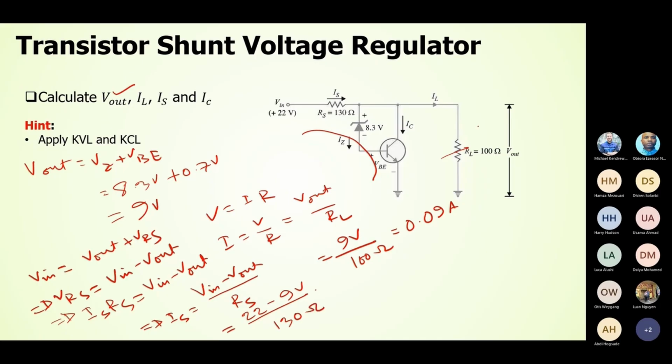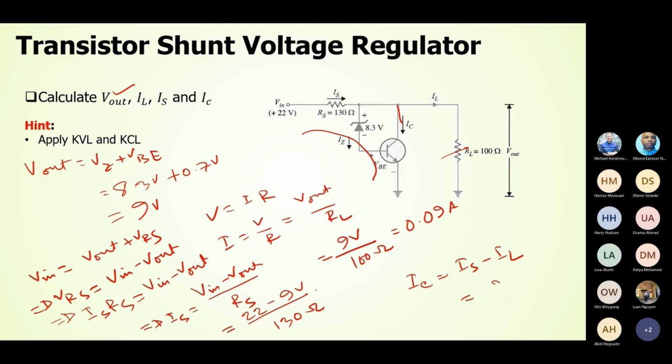And finally, we have to find the collector current. If you apply Kirchhoff's current law, what do we get? We get IC equals, so this current is equal to this current minus this current, IS minus IL. You already found the IS here, and you already know the IL here. Then you will be able to find the value of the collector current.